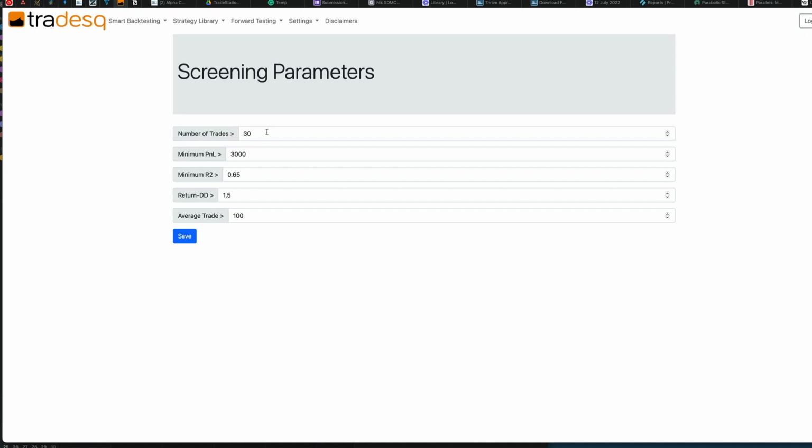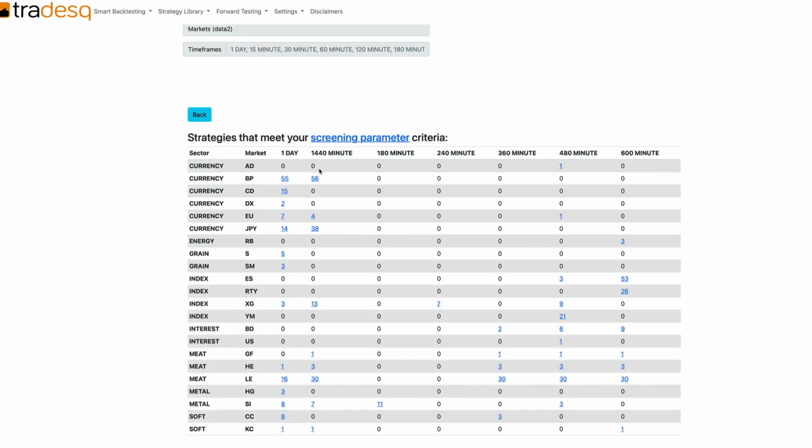So what I'm essentially saying is, hey, Tradesq, show me the strategies that have more than 30 trades, a minimum P&L of 3,000, and a minimum R2. R2 is a measure of how linear the equity curve is, and that's going to be from 0 to 1. We want a minimum return, or net profit versus drawdown, of 1.5, and we want an average trade of 100. So that's what's controlling what is displayed in our back-tested results. All right, so that's what's being filtered.